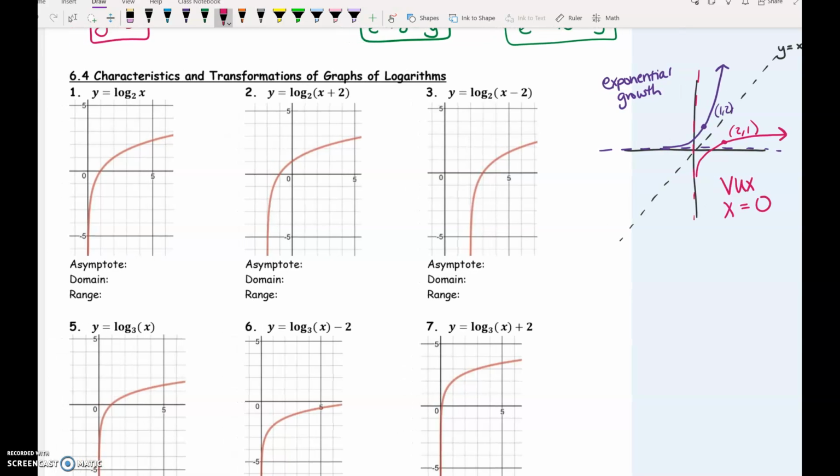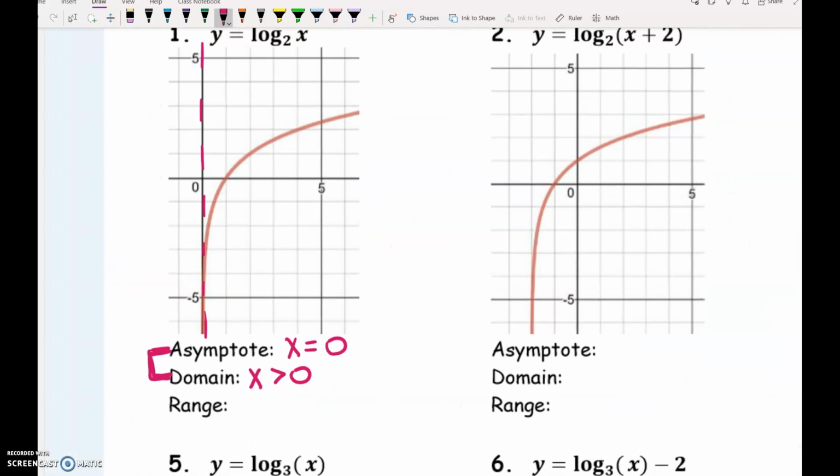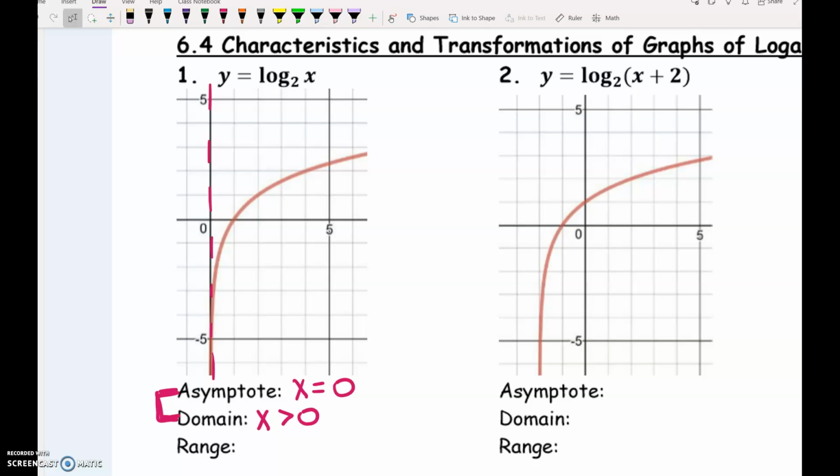So on each of these graphs, I want us to look at where is the asymptote, what is the domain, and what is the range. The asymptote of this first one is still the y-axis. So the asymptote is the line x equals 0. The domain refers to the x values, so this time the domain and the asymptote are going to be linked together. The domain is x is greater than 0. All of the x values on this graph are bigger than 0.